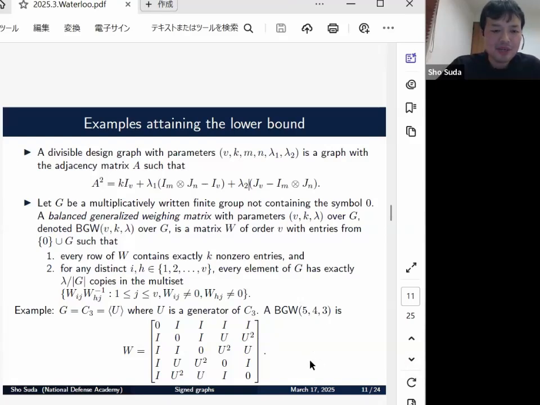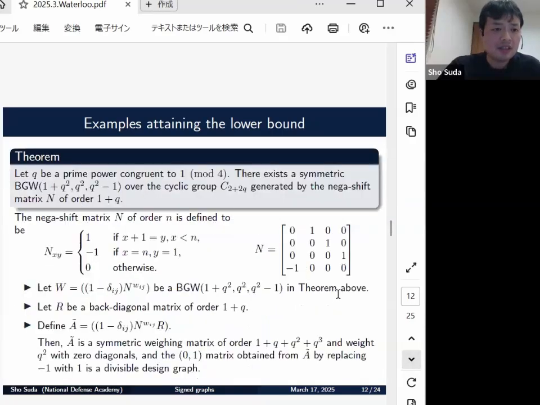Also you can realize this matrix is symmetric, with zero diagonal, and the ij entry is equal to the ji entry. So this BGW is symmetric. This is just a coincidence.